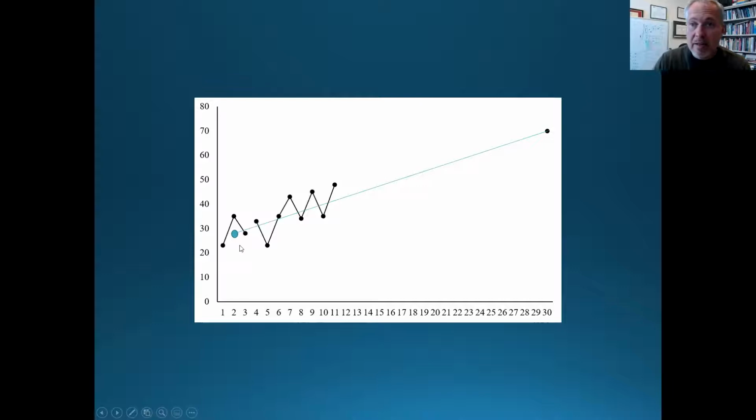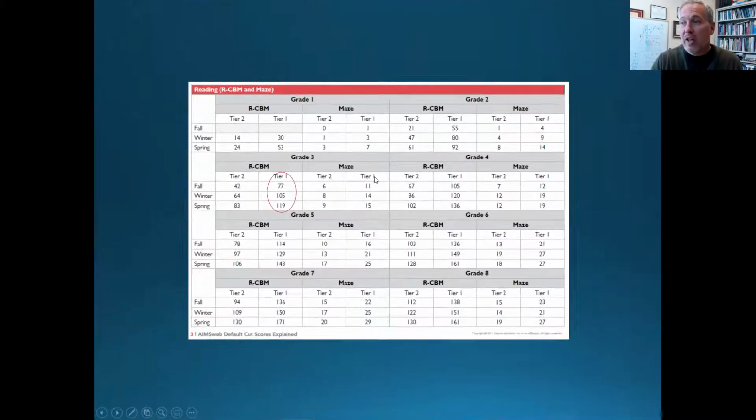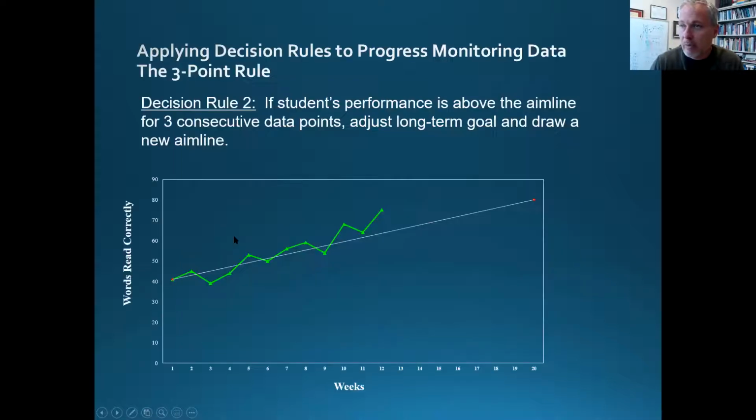Then I collect my data and see how the data fall in relation to that particular aim line. You want them to kind of hover on the line. You get a couple that are above, a couple that are below, but kind of right around the aim line, as you see here. And we can set that long-term goal based on proficiency. So if I'm working with a third grader, fall, winter, spring, by spring I want the kid to be at 119 words per minute. So you can use that to set your goal and draw your aim line.